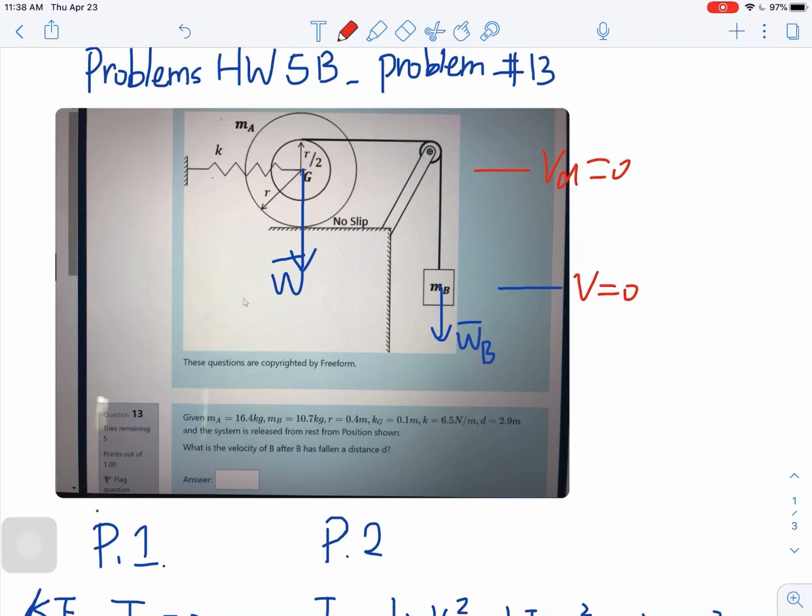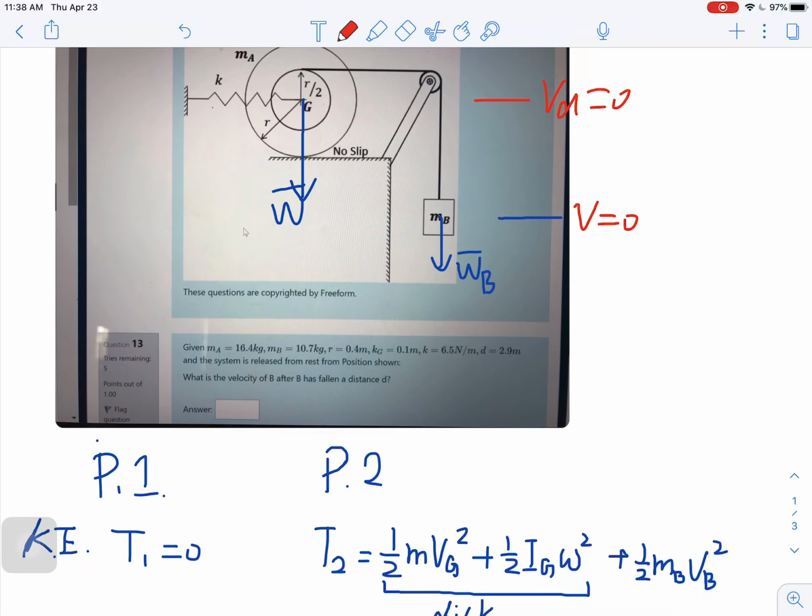Okay, let's look at this problem. We need to use the work energy equation to solve this problem. However, we have two masses in this problem. Let's first look at kinetic energy at position 1 and position 2.